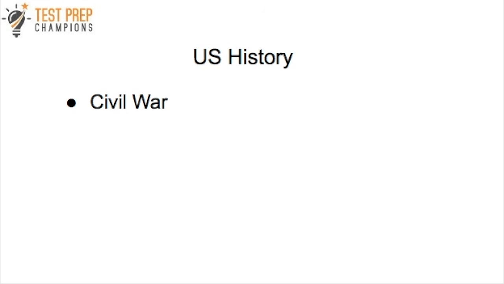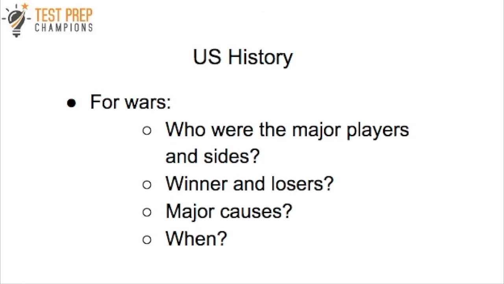You also want to know about the Civil War, so you'd want to know a general idea of when it was fought. You should know that it was fought in the 1800s. Who were the different sides? You should know that it was the North versus the South, or in other words, the Union versus the Confederacy. I'm not going to teach you all the U.S. history here in this video, but my point is that I want you to have a general idea about some of these topics. If you're making a checklist of these topics, make sure that for the wars, you have a general idea of who the major players were, the winners and losers, some of the causes, and have an idea of when, and you should be okay.